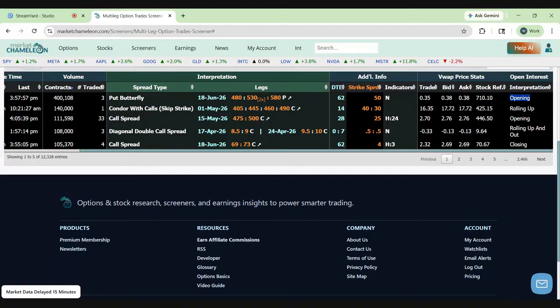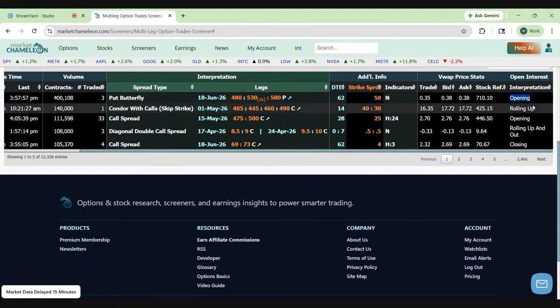But once we see the new open interest, because open interest changes once a day based on settled trades, then we could go back and make that interpretation. So now we see that there is a new position that opened up. It was a June 18th put butterfly. Okay, 480, 530, 580 put butterfly.